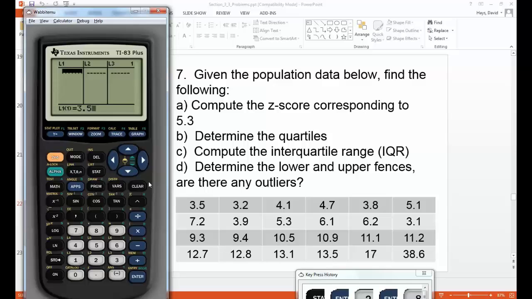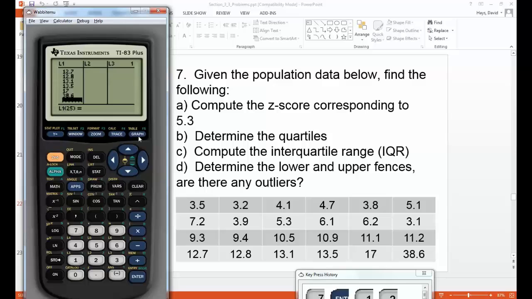So 3.5 enter, 3.2 enter, 4.1 enter, 4.7 enter, 3.8 enter, 5.1 enter, 7.2 enter, 3.9 enter, 5.3 enter, 6.1 enter, 6.2 enter, 3.1 enter, 9.3 enter, 9.4 enter, 10.5 enter, 10.9 enter, 11.1 enter, 11.2 enter, 12.7 enter, 12.8 enter, 13.1 enter, 13.5 enter, 17 enter, 38.6 enter.